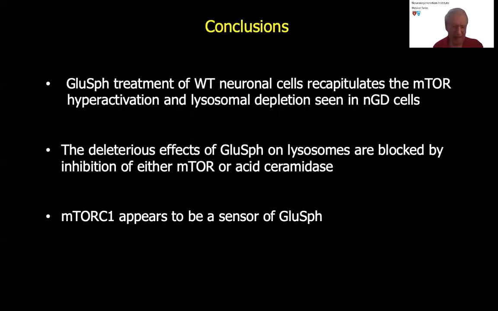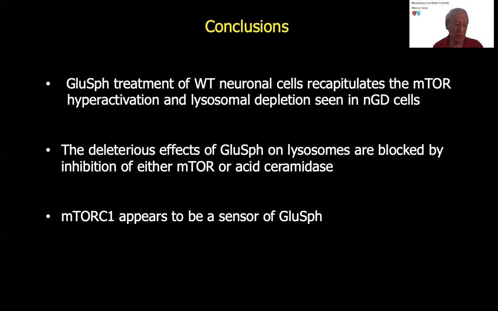So that was the last of my slides, and I'm going to give you a summary. So we showed that glucosylsphingosine treatment of wild-type neuronal cells recapitulates the phenotype that we see in Gaucher disease neuronal cells. These deleterious effects of glucosylsphingosine on lysosomes are blocked by inhibition of either mTOR or acid ceramidase.